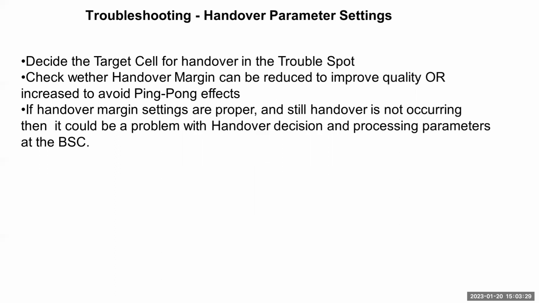One reason for using the handover margin is that it is the best way to hand over from lower quality to higher quality cells. You can play with the handover margin so that the handover happens whenever it goes from a lower quality cell to a higher quality cell. If the handover margin settings are proper and handover is still not occurring, then it could be a problem with the handover decision or processing parameters at the BSC level.